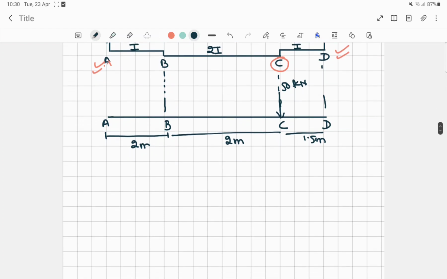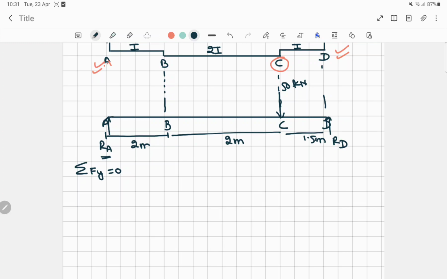Now to get the bending moment diagram, we have to find the RA value as well as the RD value. RA is nothing but the reaction at A and RD is the reaction at D. In our strength of materials subject we have already discussed how to find the reaction at particular points. Let's start. To find RA and RD, we take the summation of all the vertical forces equal to 0.